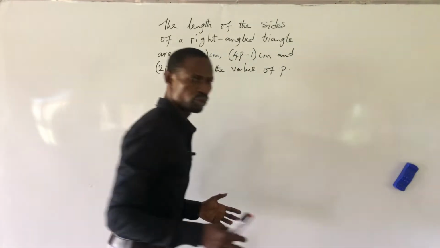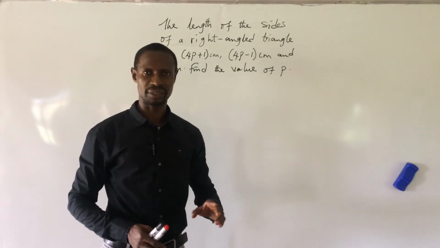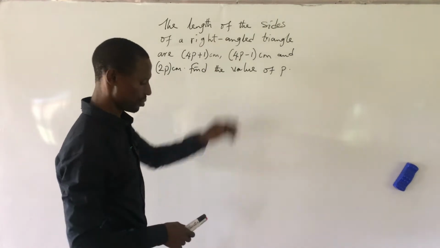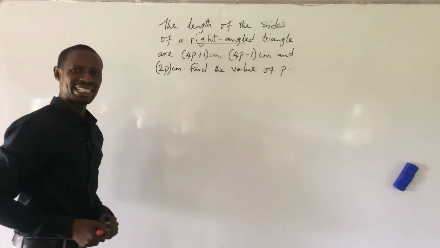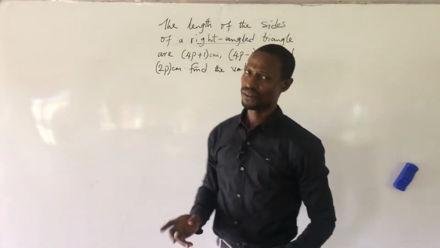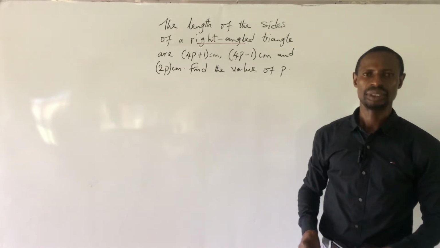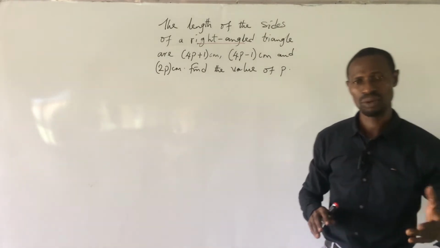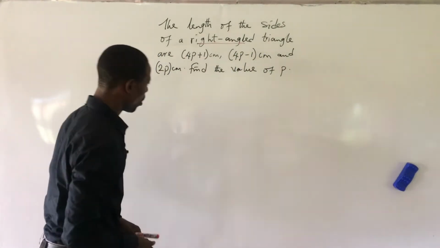Now, the number one thing we do here is to bring out the diagram itself, the triangle itself. Take note of the type of triangle they make mention of. Here they said a right-angled triangle. The first question we ask ourselves is, what is a right-angled triangle? Out of the three angles in the triangle, one of them is equal to 90 degrees. So we sketch the triangle based on this.